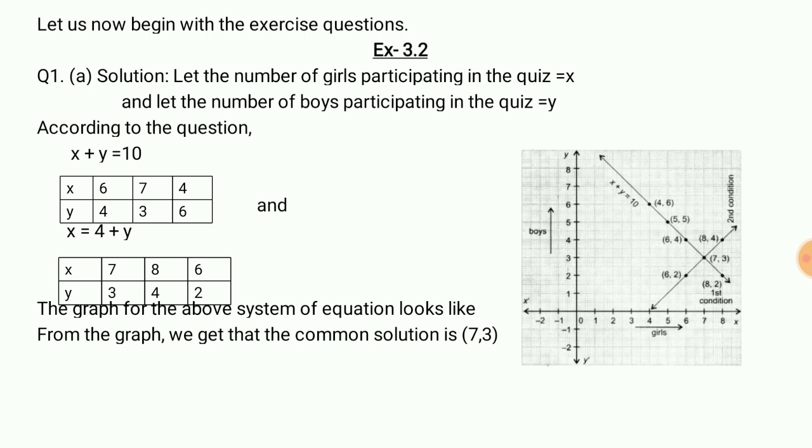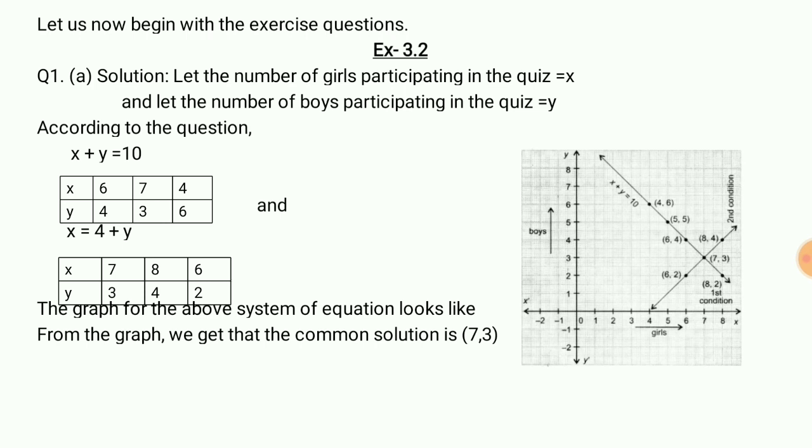So what we did was, we have taken the number of girls participating to be x and the number of boys participating to be y. It is said in the question that the total number of boys and girls is 10. That means x plus y is 10, which is the first equation. Let us try to find the solution set for that. And it also says that the number of girls participating is 4 more than the number of boys. So we try to find out the solution set for the second equation also, which is x is equal to 4 plus y.